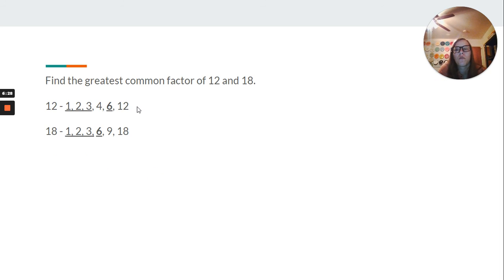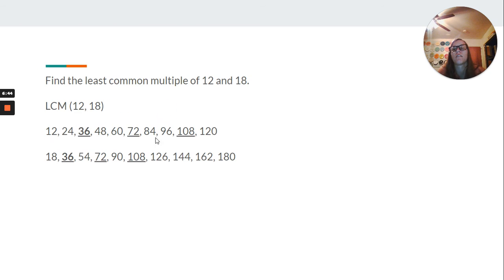Find the greatest common factor of 12 and 18. So we list all of the multiples. So 1 times 12 is 12, 2 times 6 is 12, 3 times 4 is 12. Same with 18. The common ones are underlined, and the largest of those common is 6. So the greatest common factor is 6.